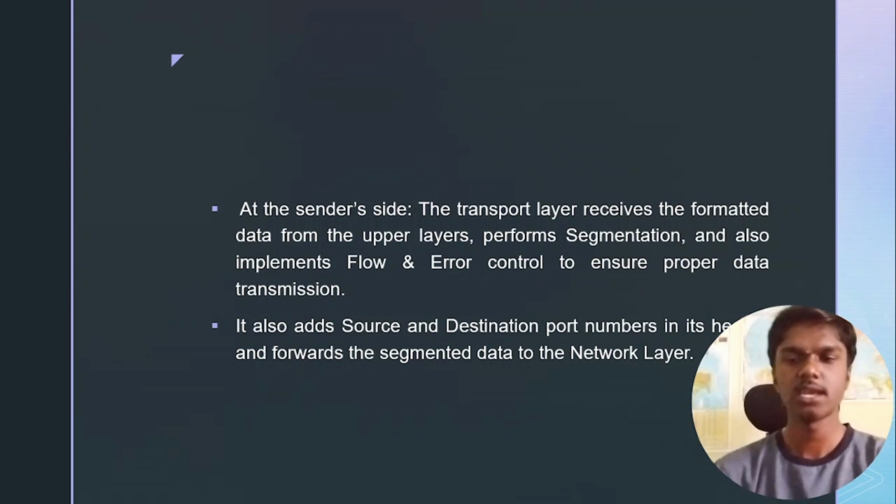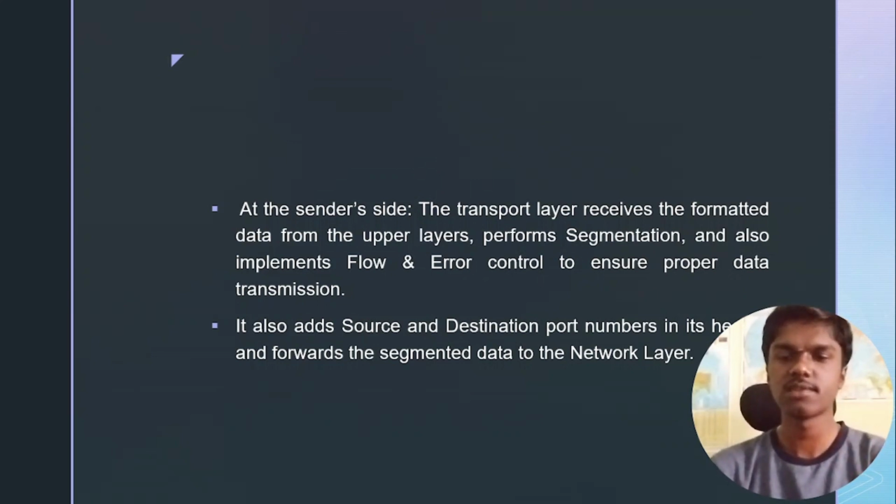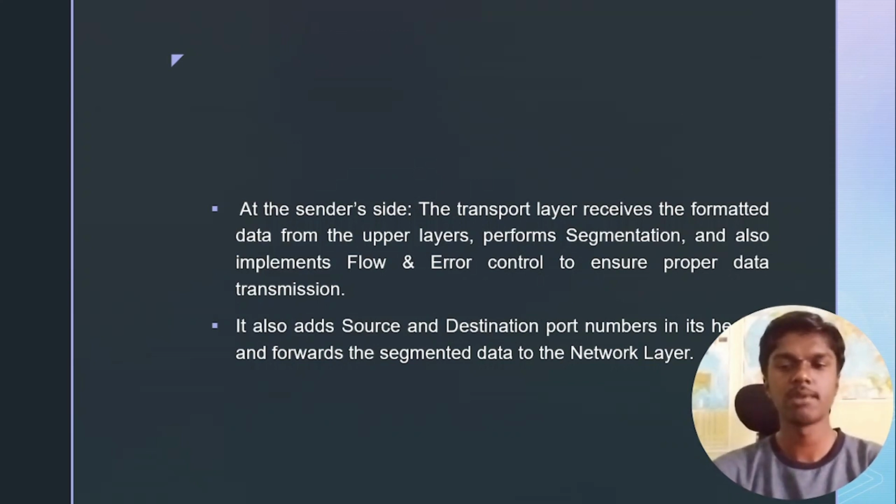At the sender side, the transport layer receives the formatted data from the upper layers, performs segmentation, that is breaking it down, and also implements flow and error control to ensure proper data transmission. It also adds source and destination port numbers in its header and forwards the segmented data to the network layer.